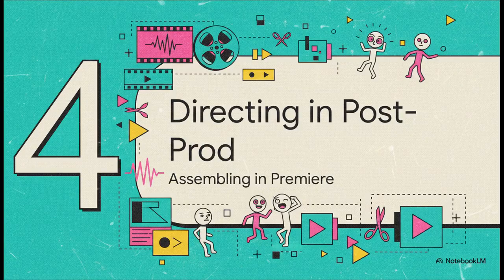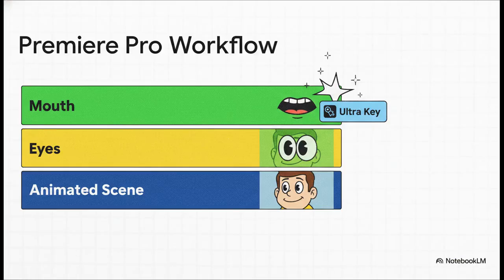And that leads us right into Section 4, Directing and post-production. This is where the magic really happens. We're going to assemble all our AI-generated pieces, the scene, the eyes, the mouth, into one polished video inside an editor like Premiere Pro. First things first, let's get organized. Import everything and give your files clear names.